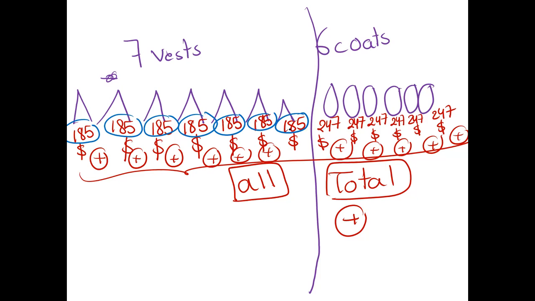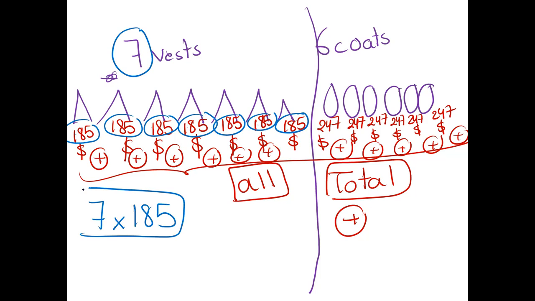How many times are we repeating this number? 1, 2, 3, 4, 5, 6, 7. We are repeating this number 7 times. So instead of adding 185 plus 185 plus 185, what shall I do? I can simply do 7 times 185. Why? Because we are repeating. What do I mean by 7 times 185? We have this number 7 times.